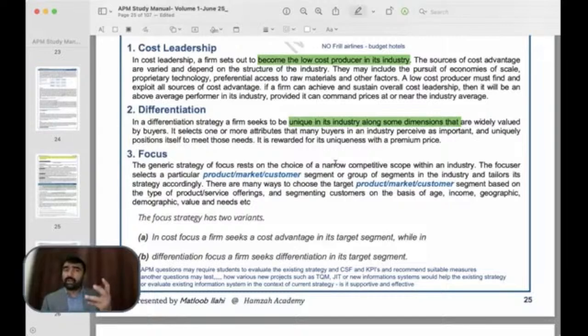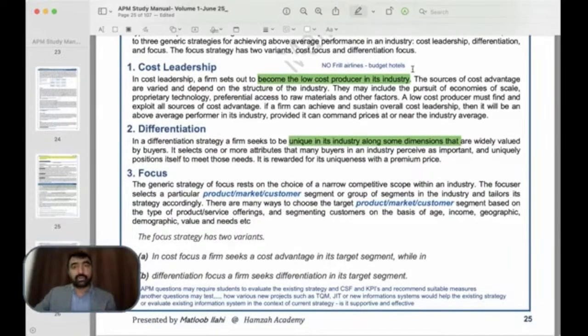And for a cost leader, it is not easy, because in order to become a cost leader, a business needs to have not only economies of scale, but also strong cost controls as well. So these are the prerequisites for the cost leader. Let me write this one for you. The prerequisites for a cost leader would be economies of scale plus strong cost controls.